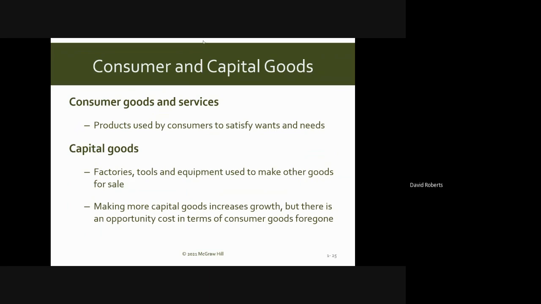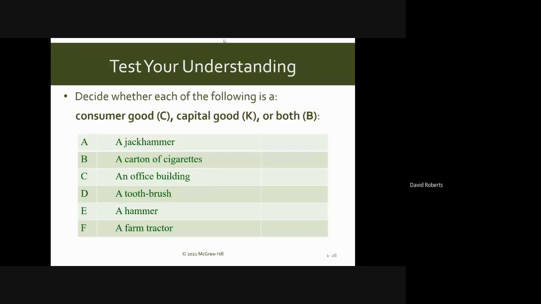Consumer goods are what consumers buy, and there'll be an example coming up, like blue jeans, dresses, running shoes, things along that line. Capital goods are the equipment and the factories used to make consumer goods. They can also, in some cases, make other capital goods, but it's not to the end user. Now, some of these can be both.